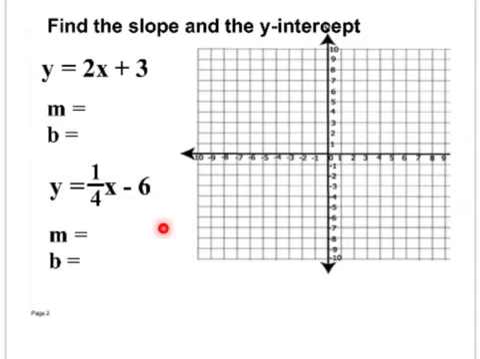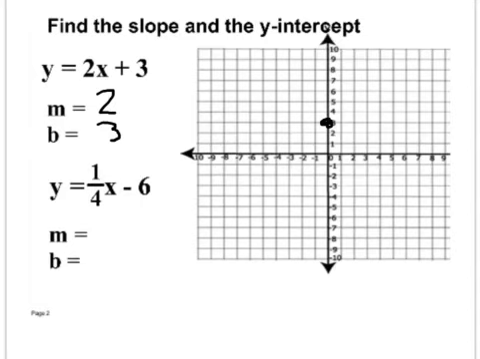Someone raise your hand. Tell me what my slope of y equals 2x plus 3 is. Yes, Blaine. 2. Mrs. Nelson, what is my y-intercept? 3. All right, so if I want to graph this, I find my y-intercept, which is 3, so I draw a dot at my y-intercept.